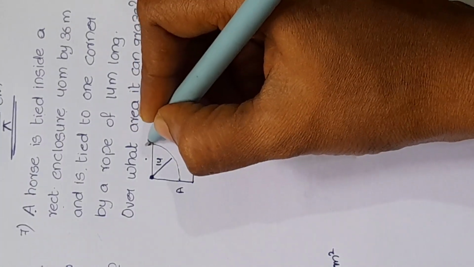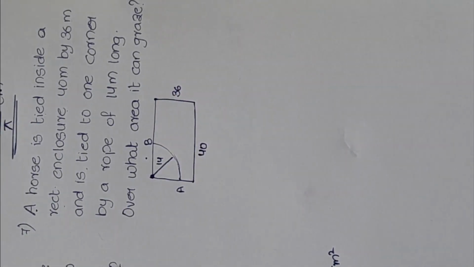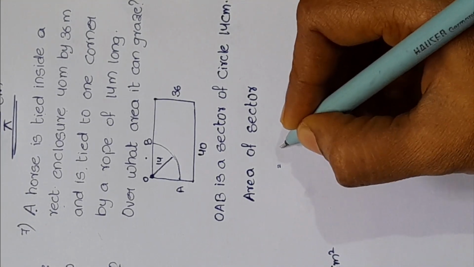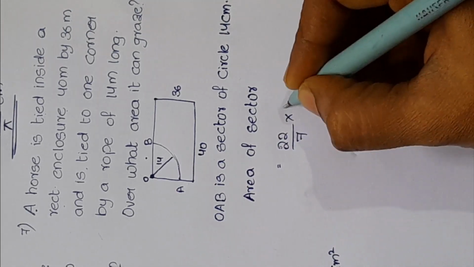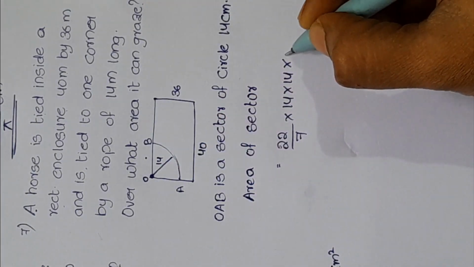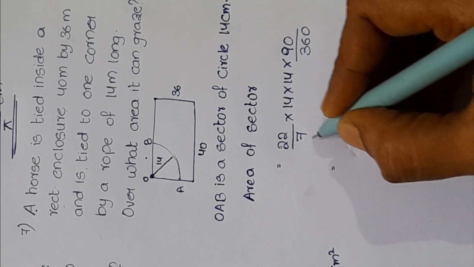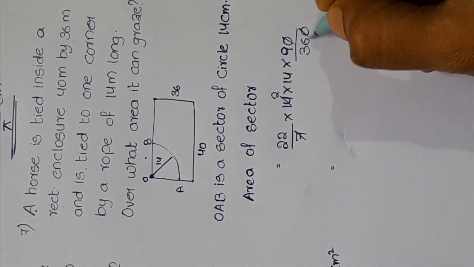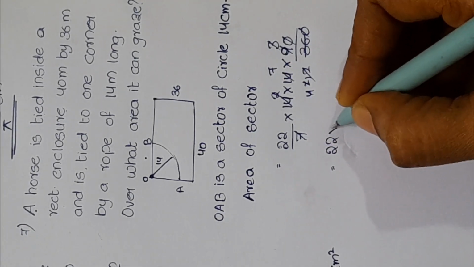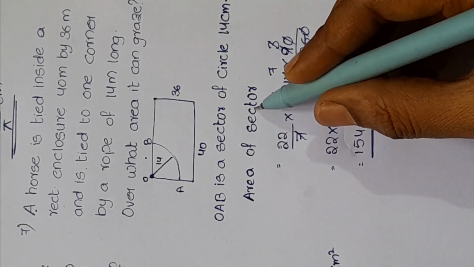Let the point be A and this point be B. This is the sector of the circle of radius 14 meters. The area of the sector formula is pi r squared theta by 360 degrees. So substitute the values: 22 by 7, r is 14 into 14, theta value is 90 degrees, as this is a rectangle, by 360 degrees. On calculating, we get 22 into 7, which is equal to 154 meters squared. This is the area of the sector.